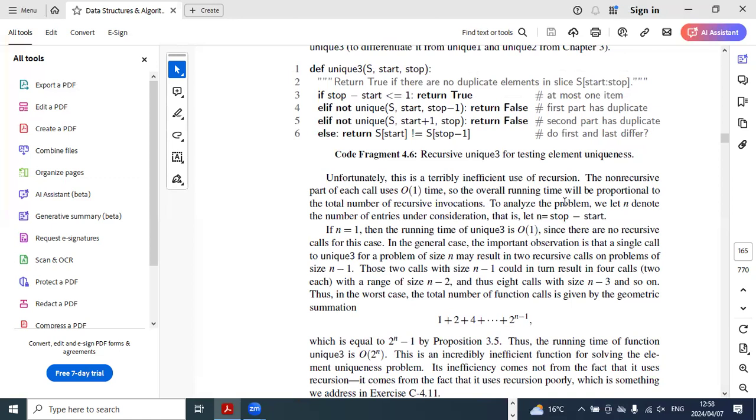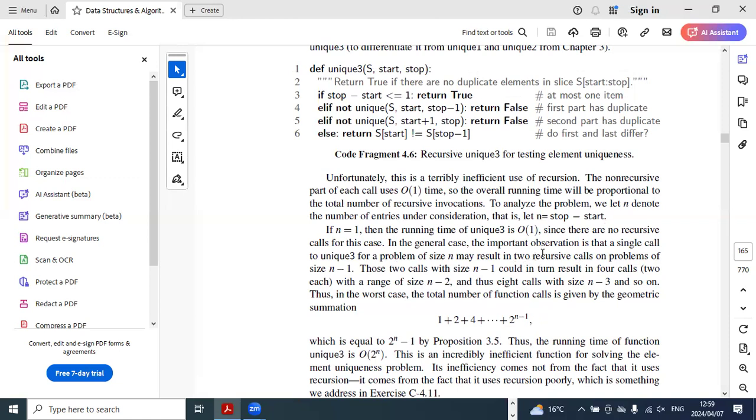So the overall running time will be proportional to the total number of recursive invocations. To analyze the problem, we let n denote the number of entries under consideration. In essence, n is equal to stop minus start. If n is 1, then the running time of unique is constant, since there is no recursive call in this case.